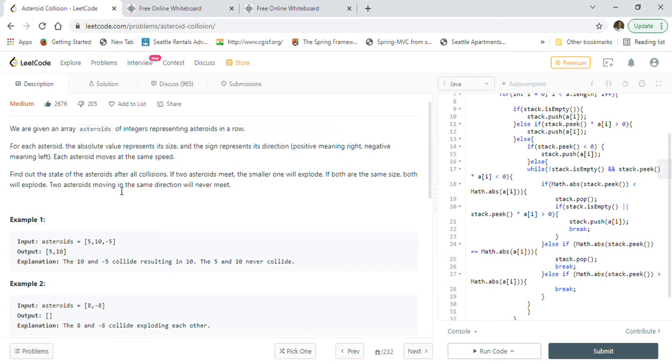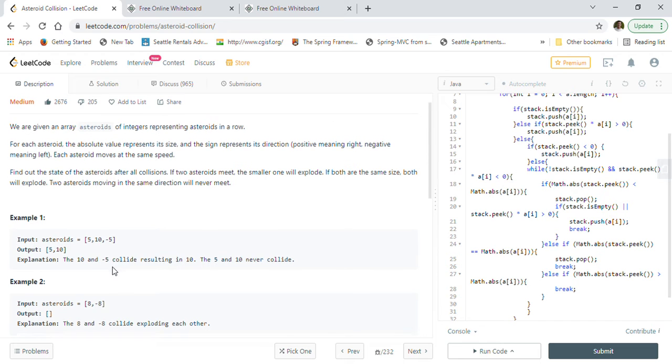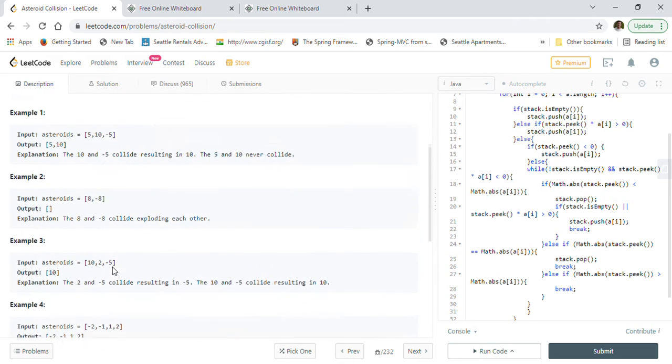If two asteroids meet, the smaller one will explode. If both are the same size, both will explode. Two asteroids moving in the same direction will never meet. So they have given us these four different examples.